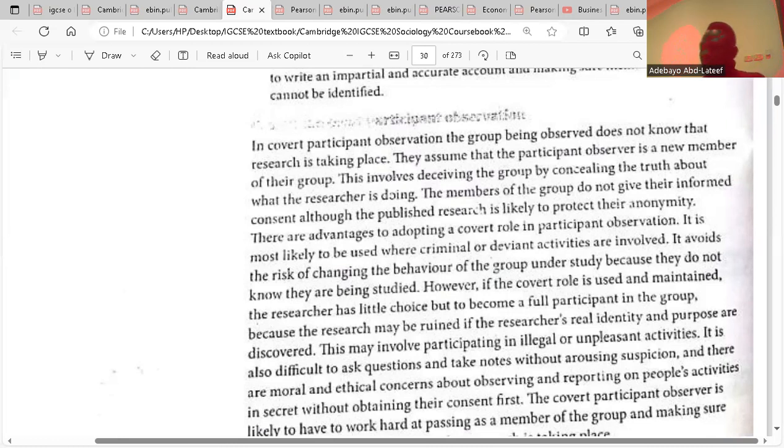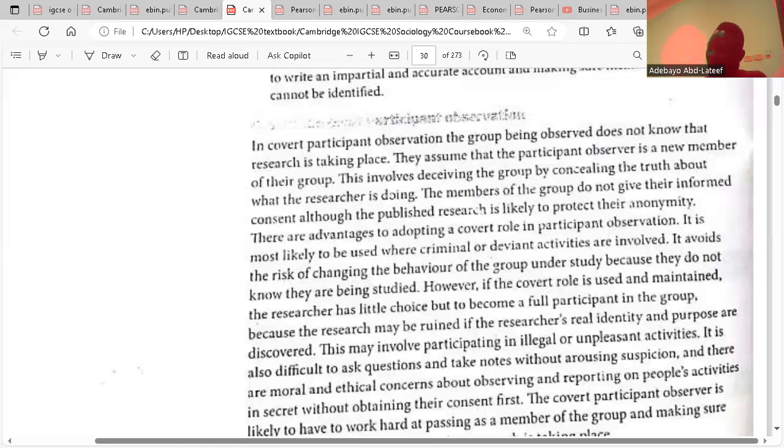Now we go to the overt role. For overt, this means the group is aware that research is taking place. The group knows that you are not a member. You are there for research, and they already know that there is research taking place. So the participant observer may well introduce themselves and state the purpose of the observation. As soon as you come into the group, through the gatekeeper, you introduce yourself and tell them the purpose of the observation.